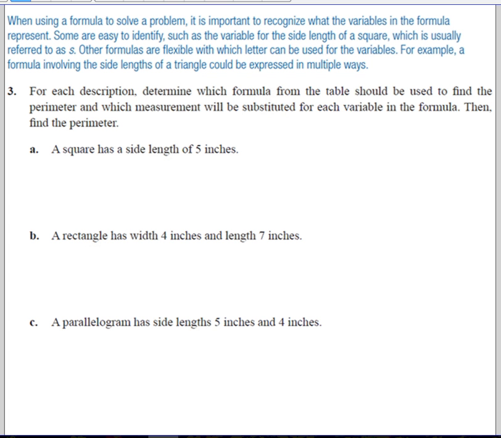For each description, determine which formula from the table should be used to find the perimeter and which measurement would be substituted for each variable in the formula. Then find the perimeter.